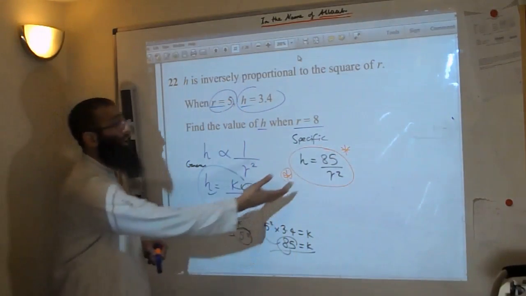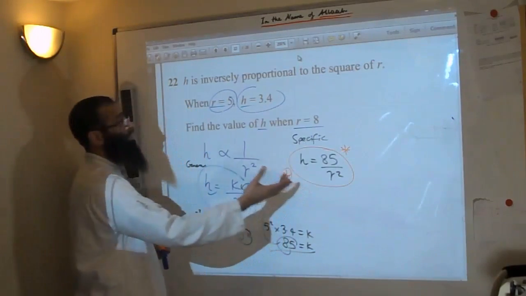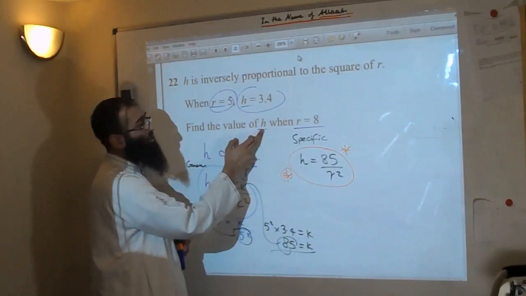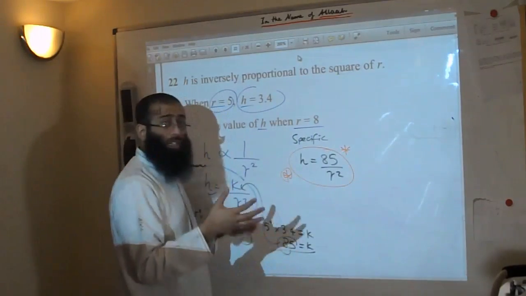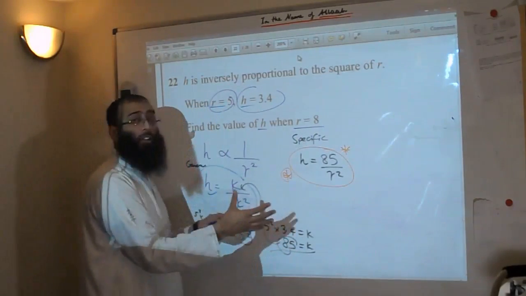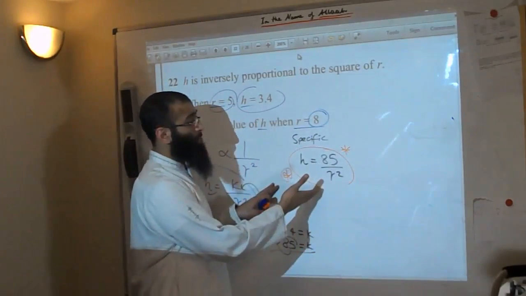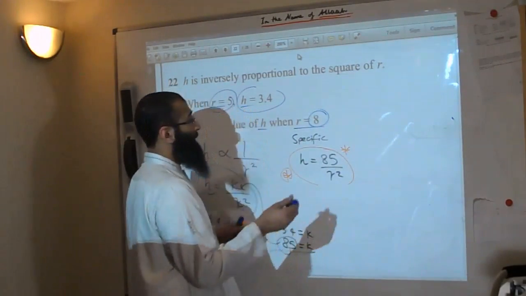Okay, so now what we have here is the actual proper rule that we can use to work out the value of H when R is 8. So now after doing all this work here, we are now in the position that we can actually do the question. Let's put the values in there, let's get started.